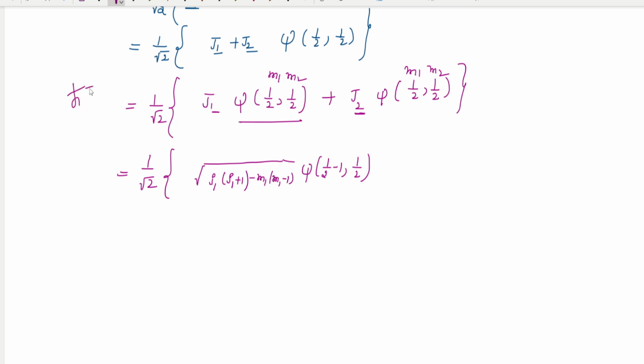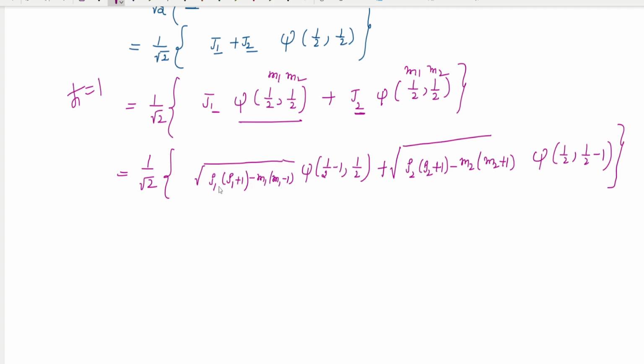So please recognize here, h cross, I am going to use 1 for eigenvalues. In a similar manner, here also if you apply j2 minus, then you get the corresponding eigenvalues j2 into j2 plus 1 minus m2, m2 minus 1. Wave function psi, here j2 minus, m2 is decreased by 1 state, 1 divided by 2 comma 1 divided by 2 minus 1. Okay, now this equation is complete. Then you can apply these j1, m1. So j1 is always 1 divided by 2, because it is given that j1 is equal to 1 divided by 2, j2 is equal to 1 divided by 2.